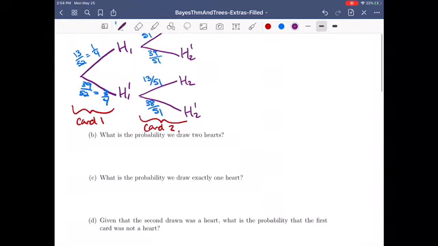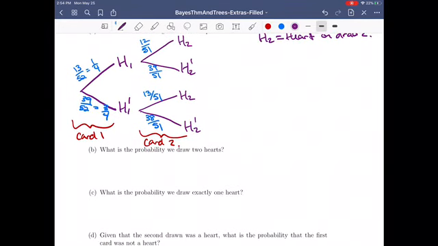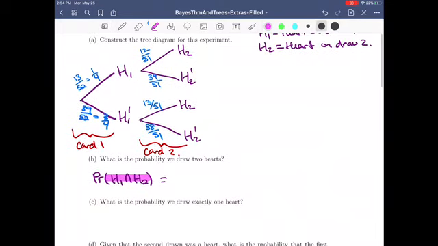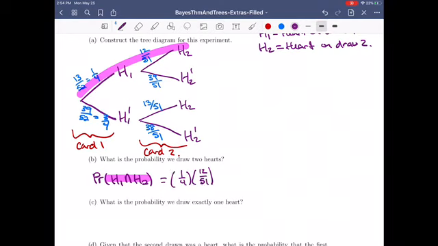Now we want to answer some questions involving this tree diagram. What's the probability we draw 2 hearts? This is the probability that H1 and H2 happen, which only happens on this top branch. We multiply along the branches, so this is 1 over 4 times 12 over 51, which happens to be 3 over 51, approximately 0.059 if you prefer decimals.